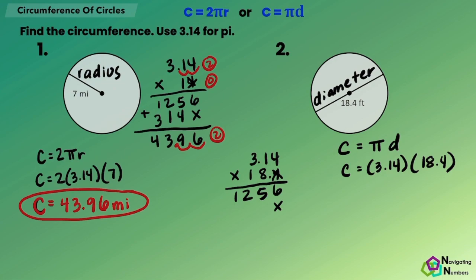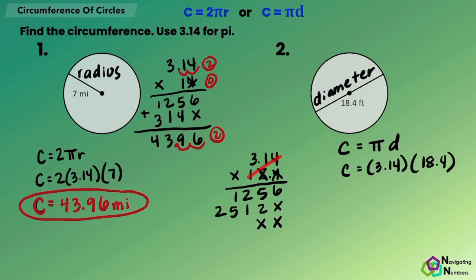Starting with 8, we have 8 times 4 is 32. Carry the 3. We have 8 times 1 is 8, plus 3 is 11. Carry the 1. We have 8 times 3 is 24, plus 1 is 25. All right, and then the last one, we have 2 placeholders. This one should be easy.